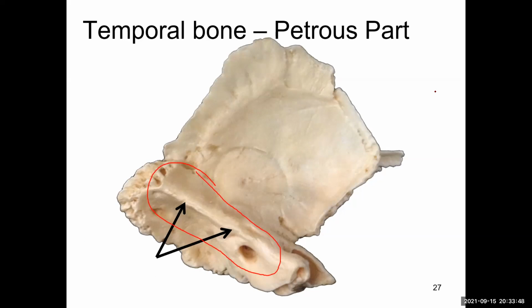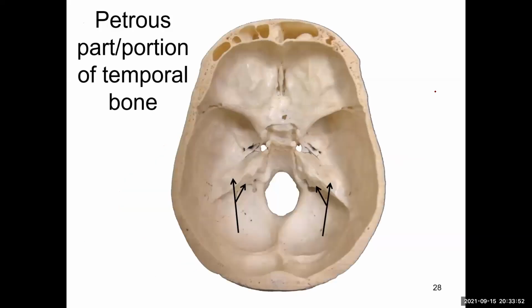Now, I'll give you a little bit better perspective here on the next slide. So we'll zoom out, and here you can see the Petrous part or Petrous portion of the temporal bone, this whole area here. That's basically where your ear canal runs, right inside that part of the temporal bone.